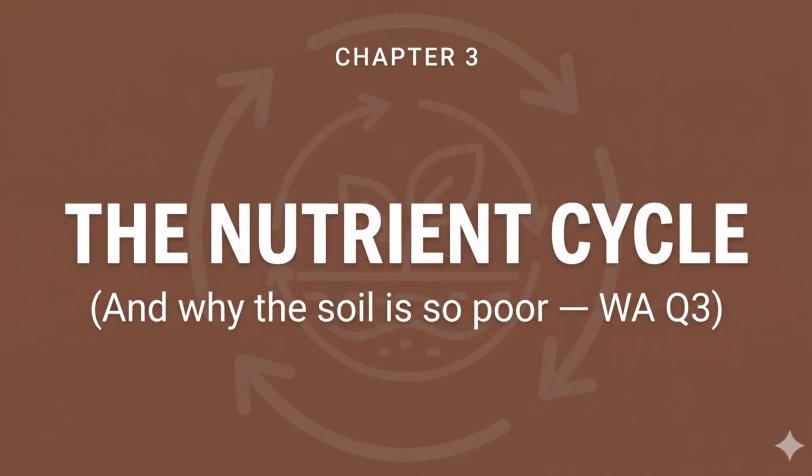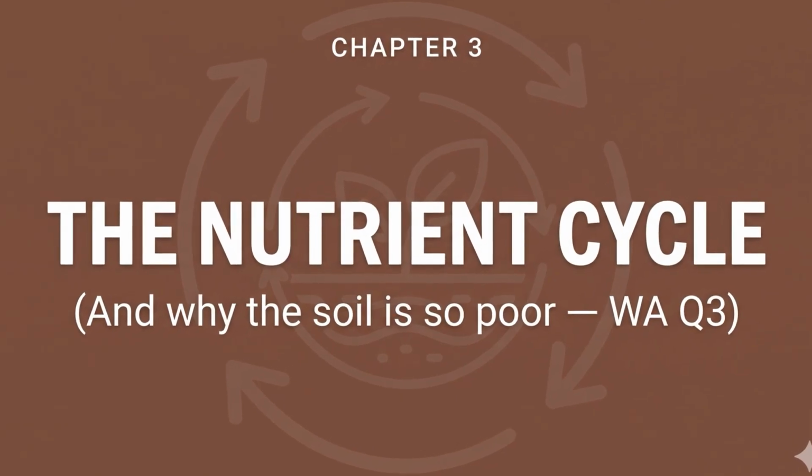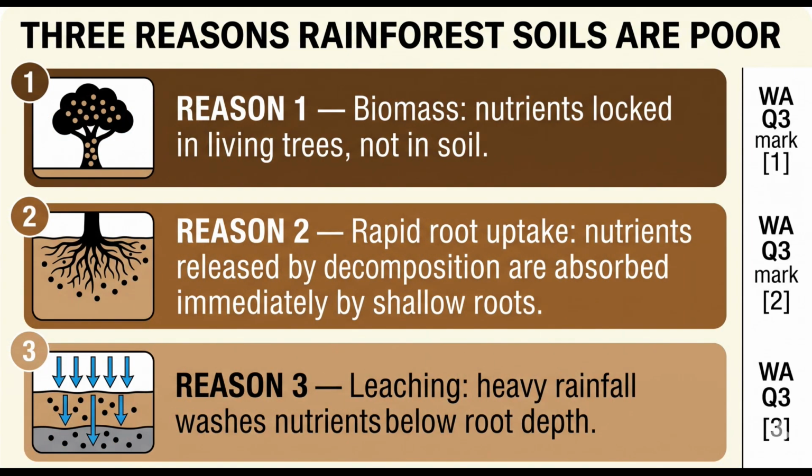Chapter 3. The nutrient cycle. And the answer to WA Question 3. Why are rainforest soils poor? WA question 3 asks for 3 distinct reasons. Here they are. Reason 1.